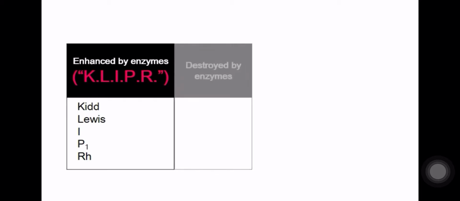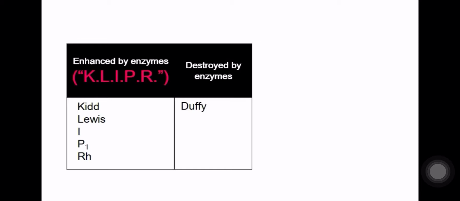Now remember, what blood groups are enhanced by enzymes? Just remember the mnemonic CLIPPeR: Kidd, Lewis, I, P, P1, and Rh.